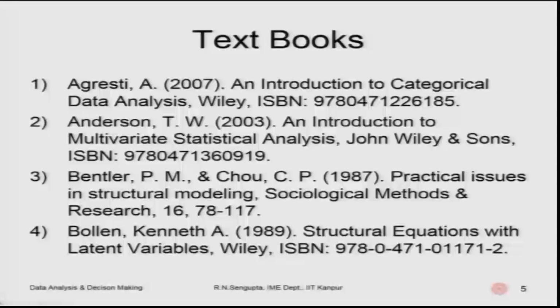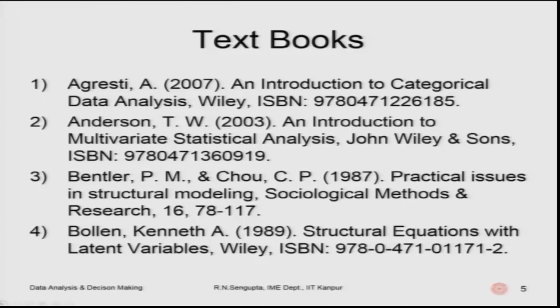So, some of the books, and again I am saying they are not exhaustive, I have a list of about 12-13 books. We will consider the book Introduction to Categorical Data Analysis by Agresti, 2007, and Anderson, which is a classic book, An Introduction to Multivariate Statistical Analysis, but obviously Indian versions are not available.